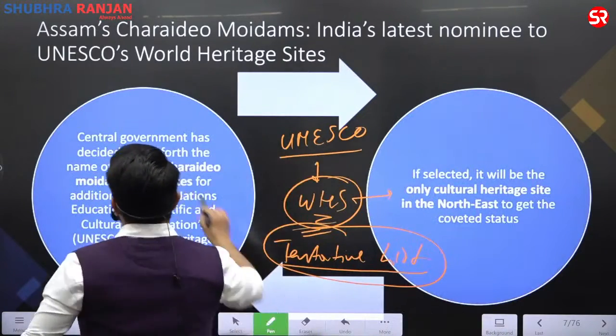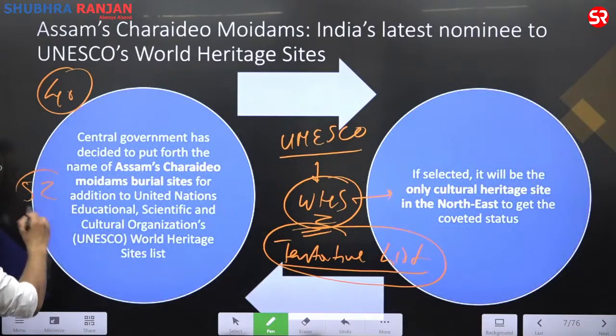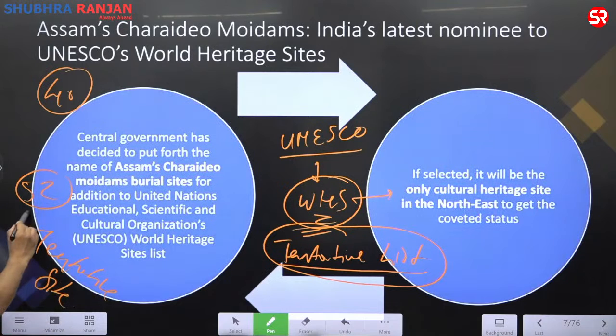So we have 40 World Heritage Sites and then we have a list of tentative sites. In that list of tentative sites, we already have 52 sites. Are you getting it or not? So these 52 sites are the contenders from where we will be sending our next entry. Samajh mein aa raha hai ya nahi aa raha?